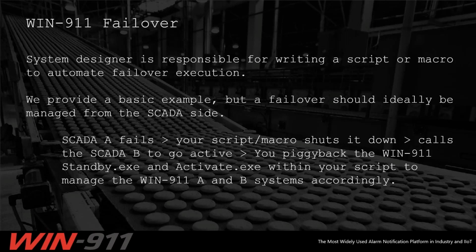So that system designer should really be monitoring the SCADA side. And when the SCADA side goes down, so I have an example here at the bottom. If SCADA A fails, then your script or macro should shut it down and should call on SCADA B to go active. And all you're doing is just piggybacking the WIN-911 standby or activate executables within your script to manage the WIN-911 A and B systems. So I just wanted to make that clear. You could fail over WIN-911 regardless of the SCADA, but there's really no point. And I just wanted to clear the air there first.